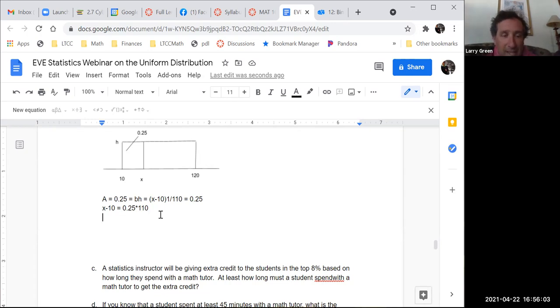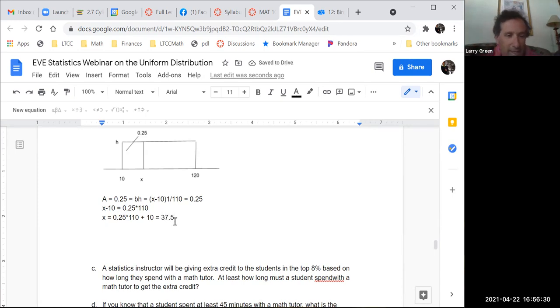I have X minus 10. I don't want the minus 10. Yeah, I want to add 10 to both sides. So I get X is equal to 0.25 times 110 plus 10. Okay, and now that's arithmetic. So that's 37.5. Again, use a calculator.